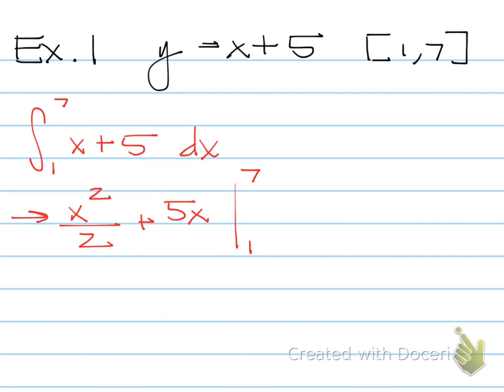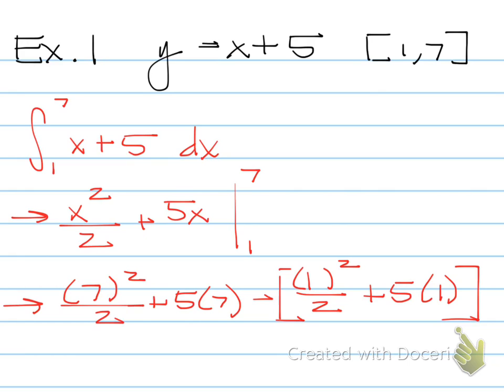Antiderivative of x plus 5 is x squared over 2 plus 5x. When we have a definite integral, whenever the interval is defined, that is considered a definite integral. If the interval is not defined, then we have an indefinite integral, and we do need to include the c. So once we have the antiderivative of the function, we're going to evaluate it at 7 minus its value at 1.